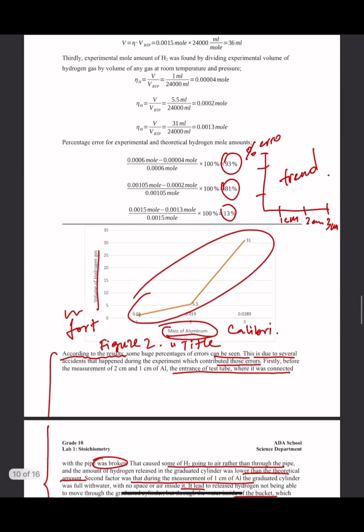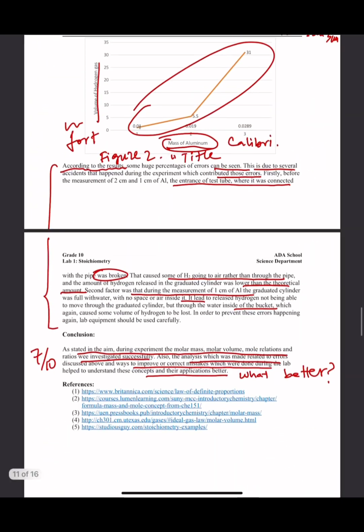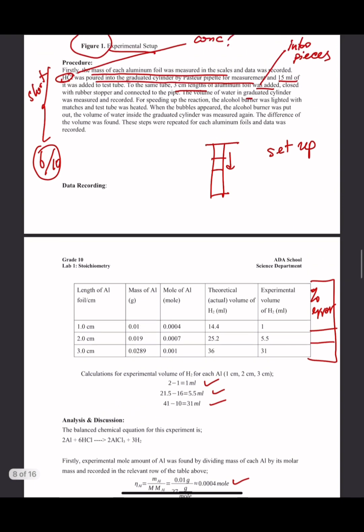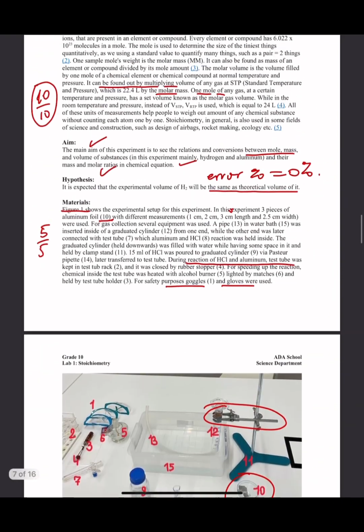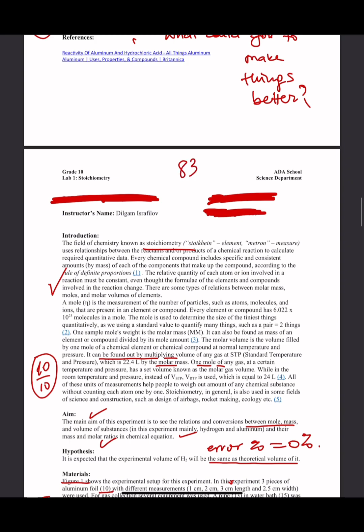So we're going to give around 55 out of 65 for this person. So that adds up to 55 plus 7, 62, plus 2, 68, plus 15. It adds up to around 83%.